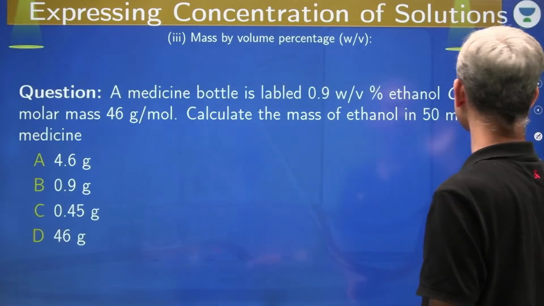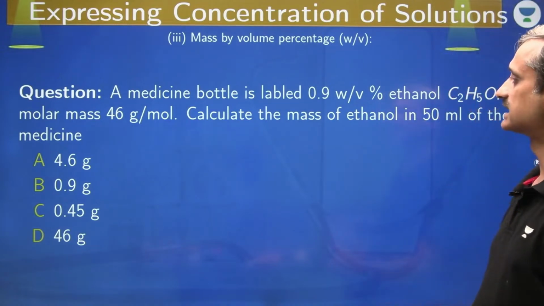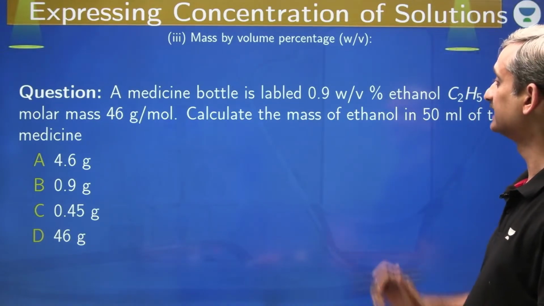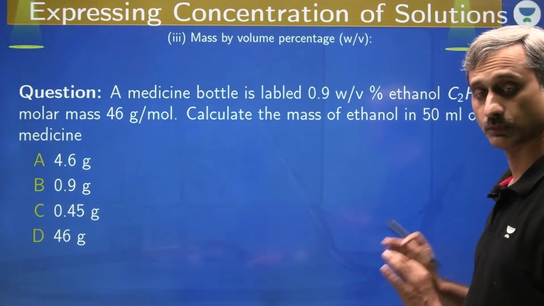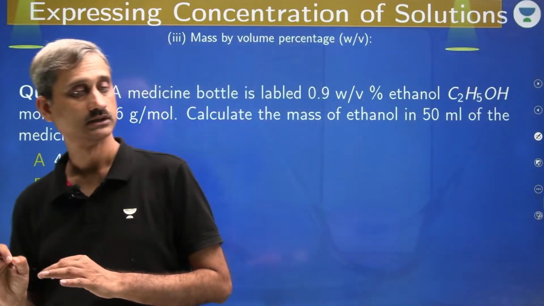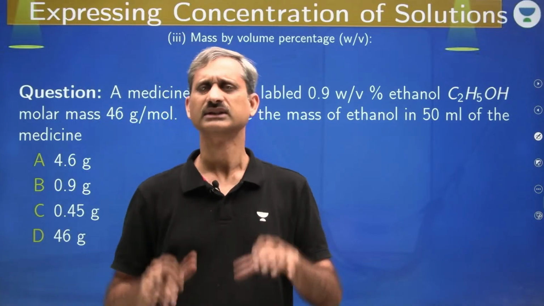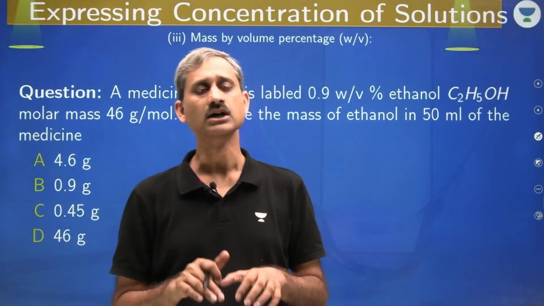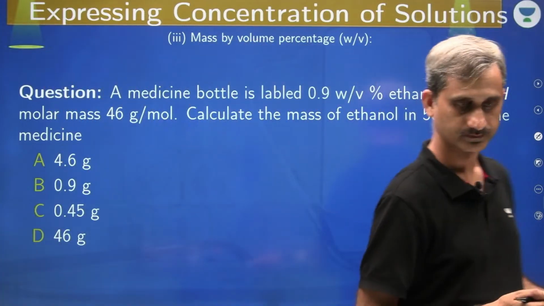So let's have a question. A medicine bottle is labeled 0.9 weight by volume percent ethanol. Now molar mass of ethanol is given. I would like to make it very clear at this moment we do not actually need the volume or molar mass of ethanol. It is not required.